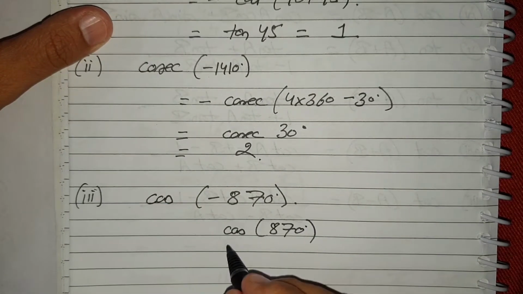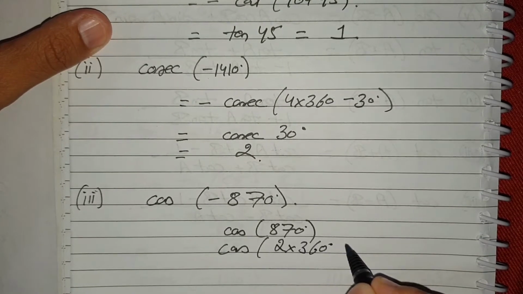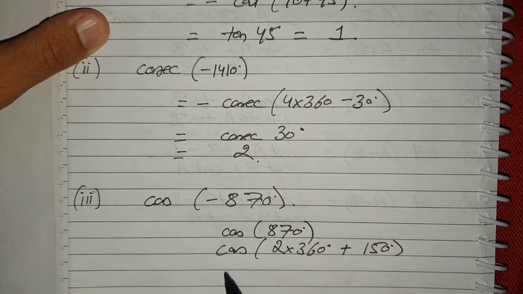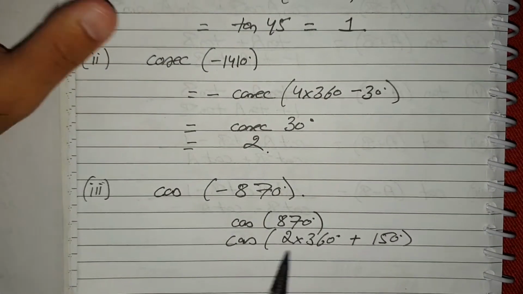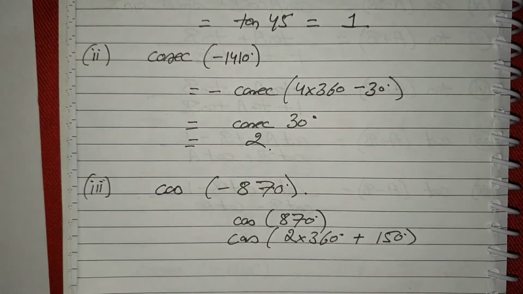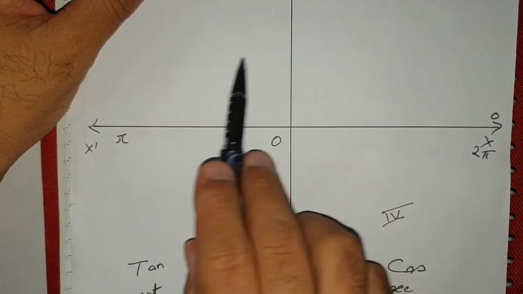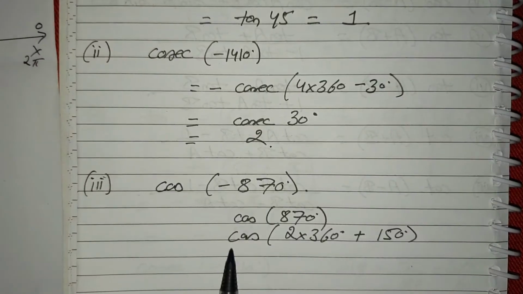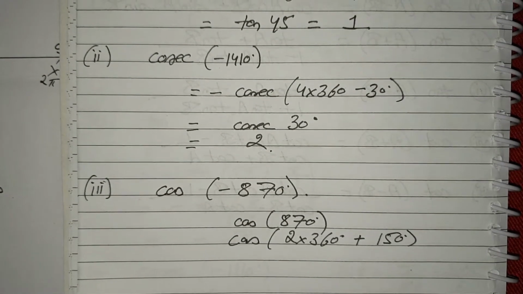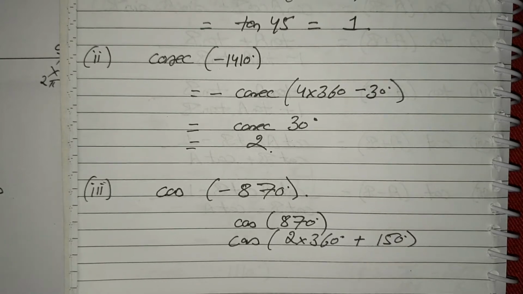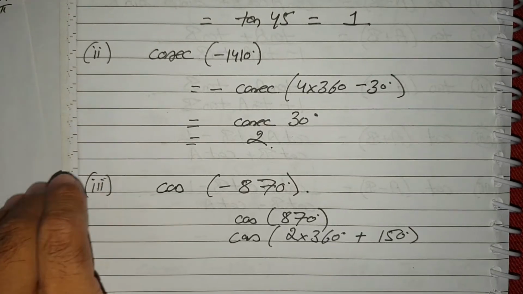Now cos 870, we can write as 2 into 360 degree plus 150 degree. So again 360 plus 150, you can see twice rotation and 150 degree. Twice rotation, 2 into 360. This is a complete rotation, this is the second complete rotation. 150 degrees is in second quadrant.